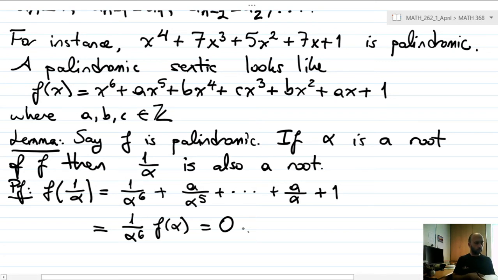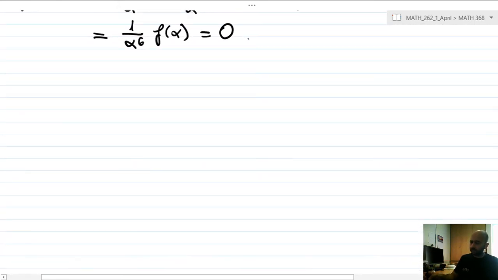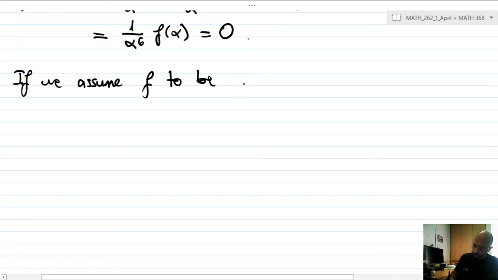Now, okay, can alpha be equal to 1 over alpha? Well, that only happens in 2 cases, right? So if alpha is plus 1 or minus 1. But if 1 or minus 1 is a root, then f cannot be irreducible. So if we assume f to be irreducible as well, then plus 1 and minus 1 are not roots.